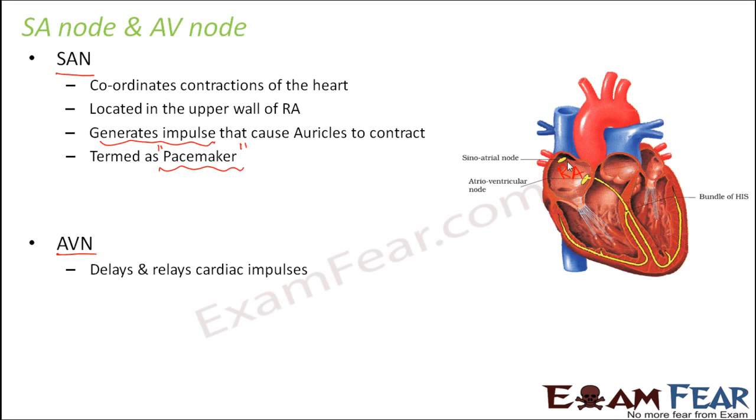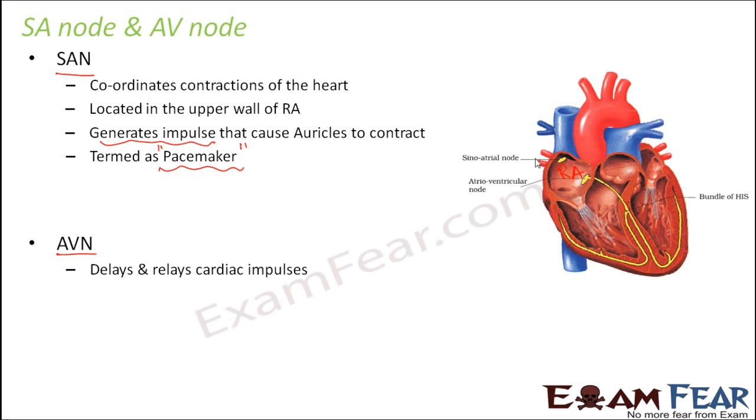Now once the impulse is generated by the sinoatrial node, then the impulse is conducted to the atrioventricular node. So it actually receives the cardiac impulse and it relays it forward. I mean, it sends it to other parts. So that is one purpose, that is it relays the impulses, and it also delays the impulses.